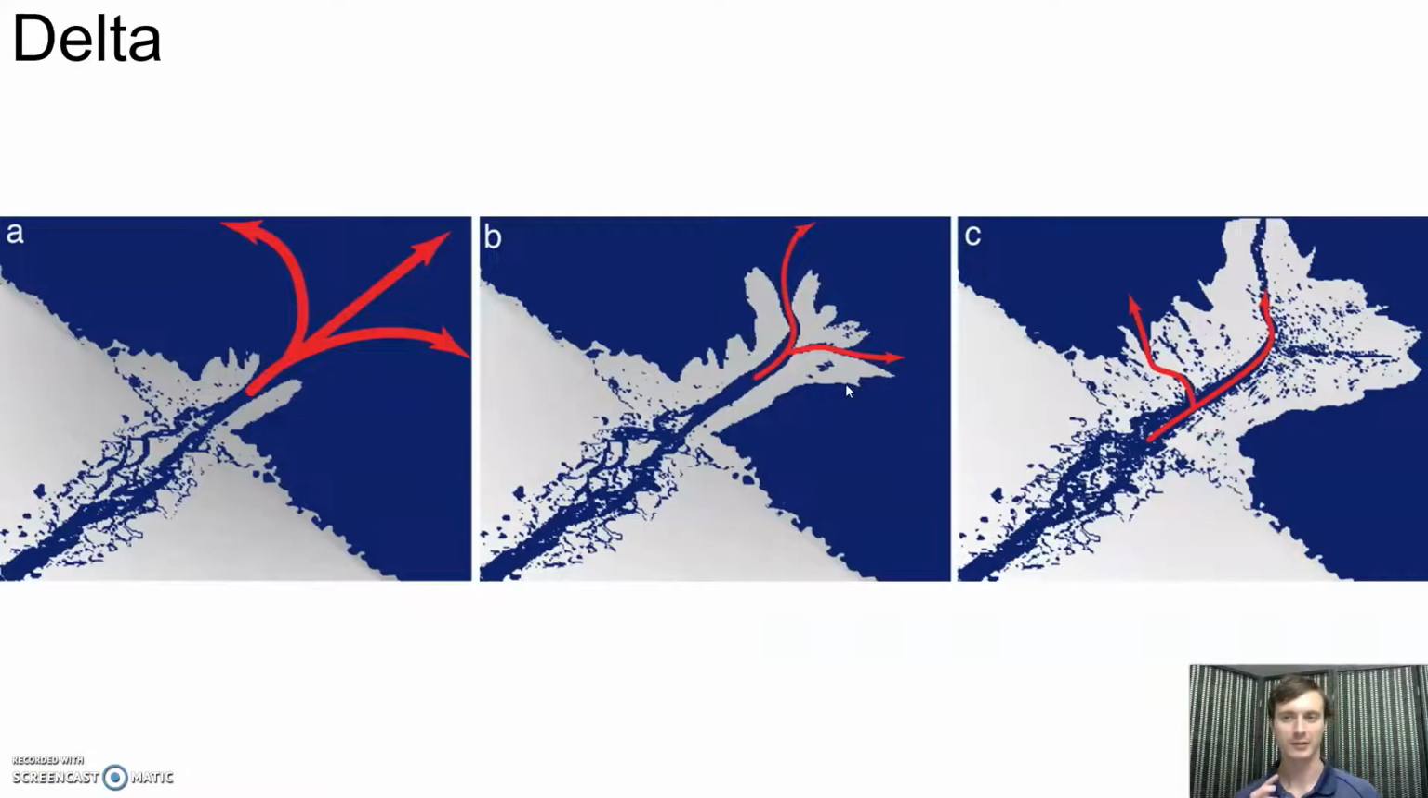Now, we also have these features called deltas. So we have our river system, finally it gets to the ocean, the big reservoir. And as it gets there, it dumps its sediment. And there's some that spreads out right away, and there's some that doesn't leave the river channel until it gets a little further. Slowly, over time, this is going to build up and out into sort of this bird's foot pattern, or sometimes more of a triangle pattern called the delta.